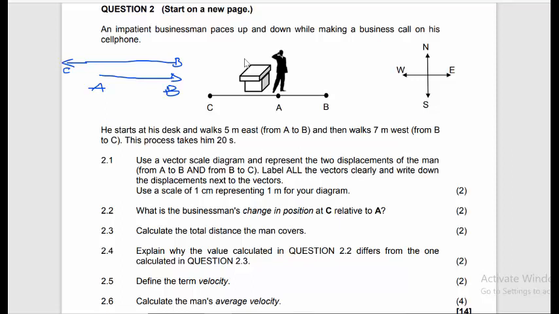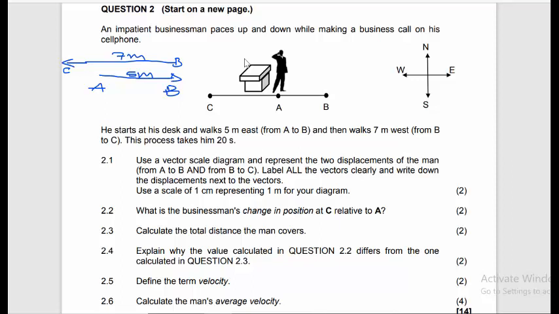Label all the vectors clearly and write down the displacements next to the vectors. So apparently it's 5 meters to the east and then 7 meters to the west. So that's my vectors. Yeah, I believe that's it.